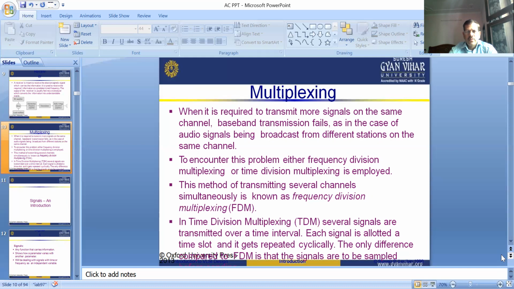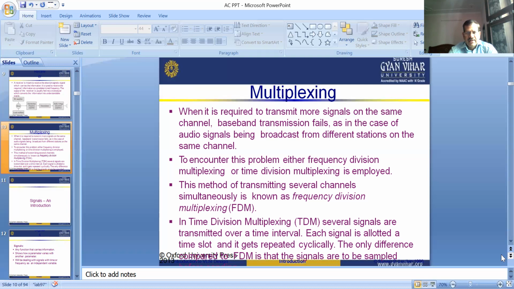There are two methods generally employed in multiplexing processing: TDM and FDM, frequency division multiplexing and time division multiplexing. The method of transmitting several channels simultaneously is known as frequency division multiplexing. What is FDM? In FDM, transmitting several channels simultaneously is known as FDM.